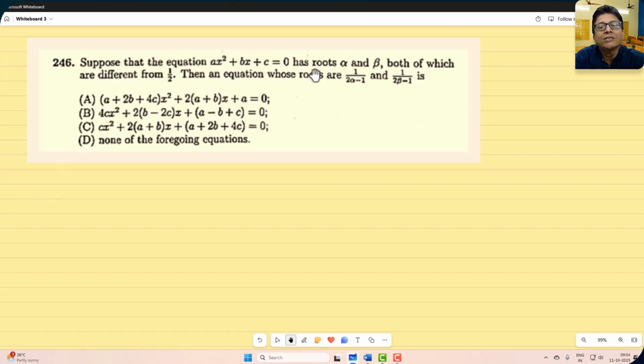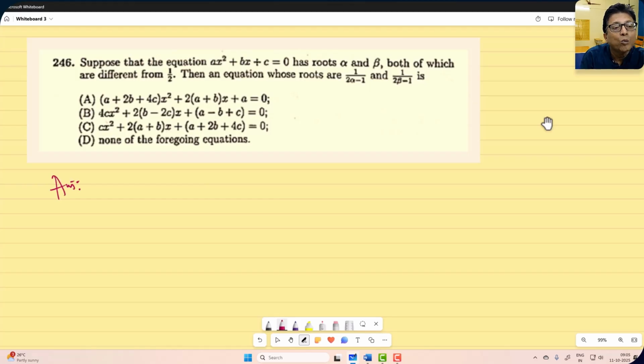The equation has roots alpha and beta, both of which are different from half. Then the equation whose roots are 1/(2alpha minus 1) and 1/(2beta minus 1) is what? Definitely you can find the sum of these two roots and the product of roots, and you can proceed. But I would like to show you the method which I explained in the previous episode, the transformation of equation. So let us start with that method.